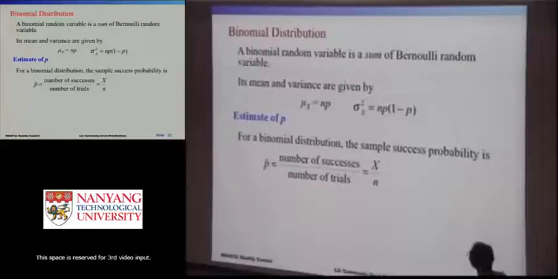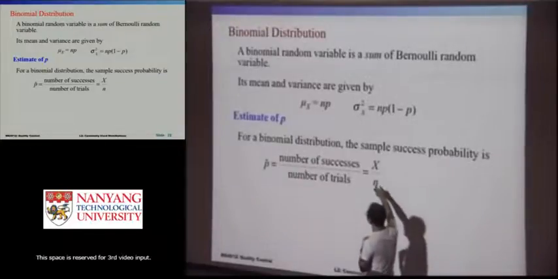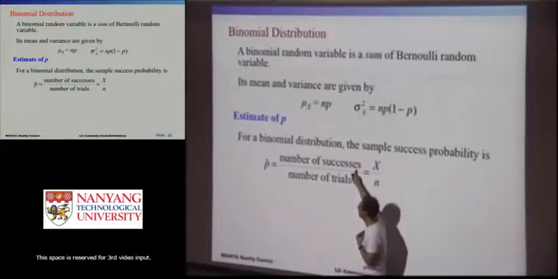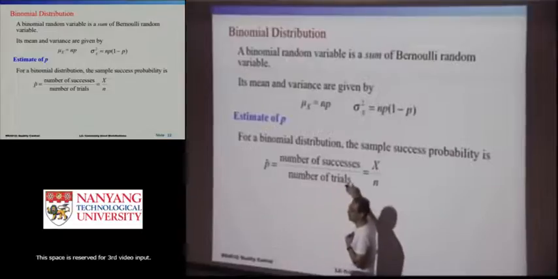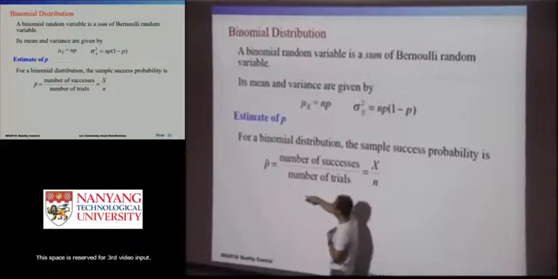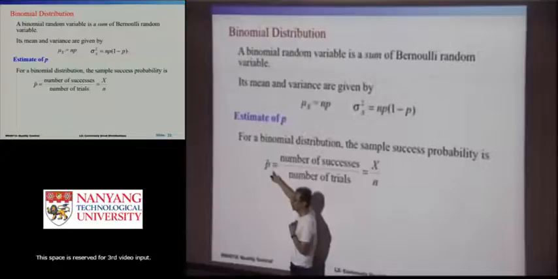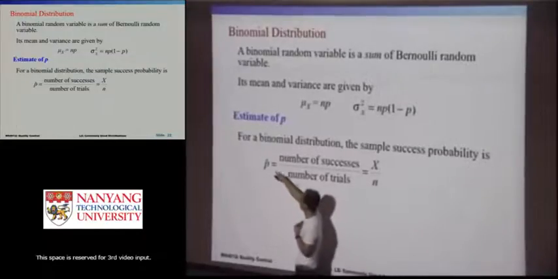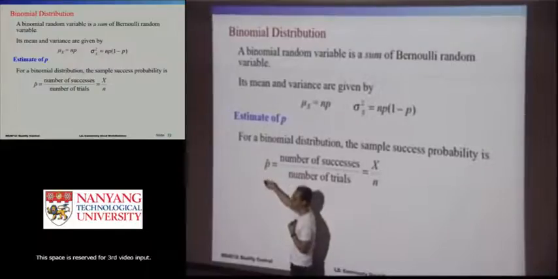And for the successful probability, sometimes we don't know it, so we need to do the estimation. When we do the estimation, we just get a sample, then take the number of successes in this sample divided by the number of trials in this sample. So this is the number of successes in the sample. This is the sample size. So we can estimate the successful probability of a population from a sample. So this is the estimation.